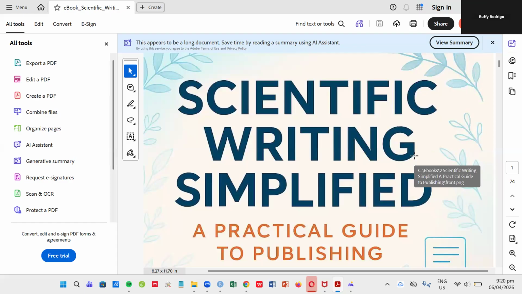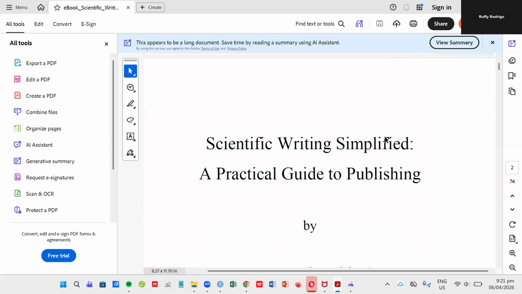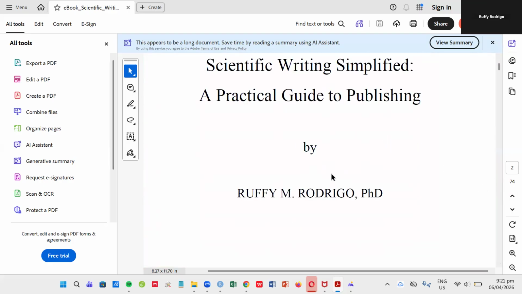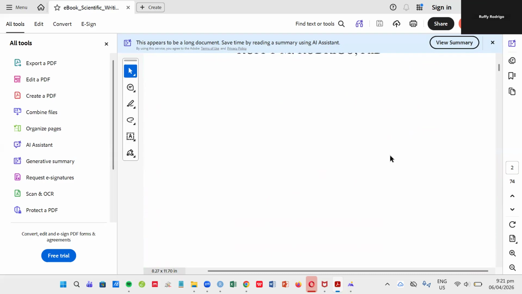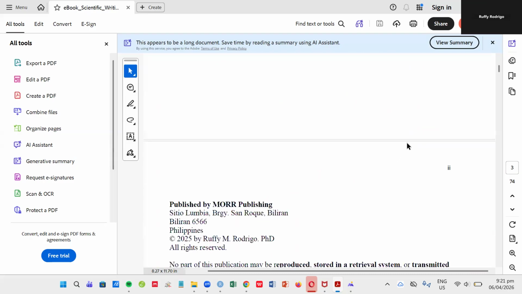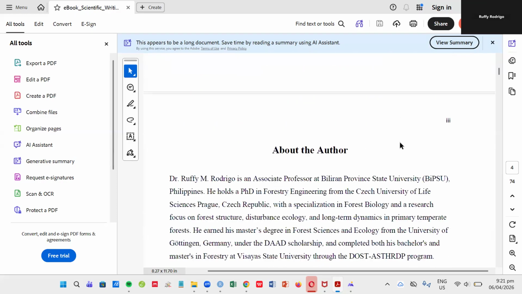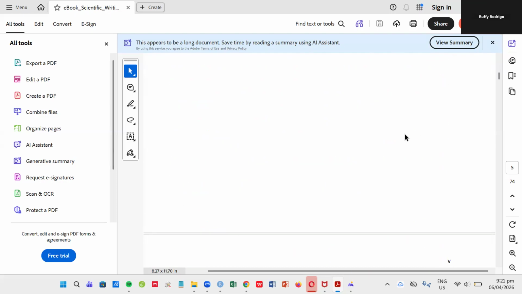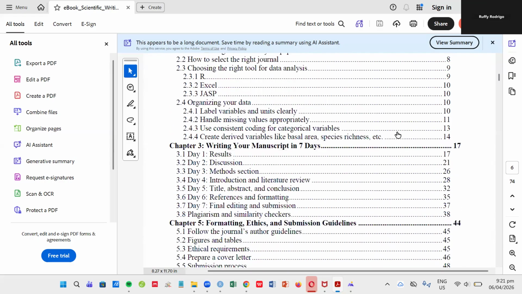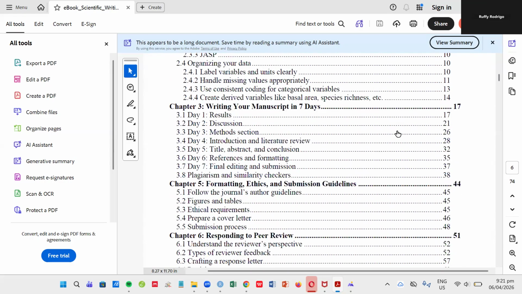Again, this is my ebook, Scientific Writing Simplified: A Practical Guide to Publishing. It is only 74 pages. It's a very handy, easy to read, easy to understand ebook. I think for a beginner researcher, this book is right for you, and also for faculty and students who want to publish their manuscripts in Scopus-indexed journals. With that, I want to show you how it's done. Basically, this is my timeline.